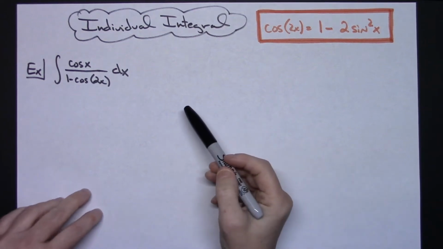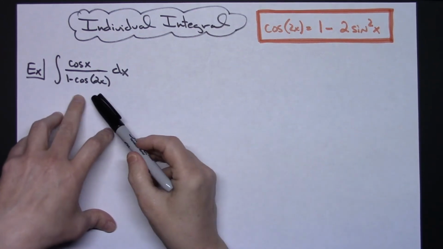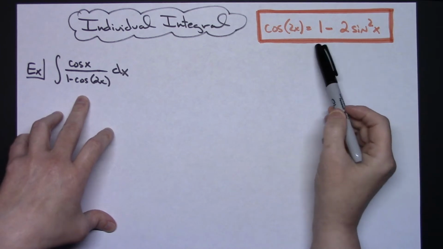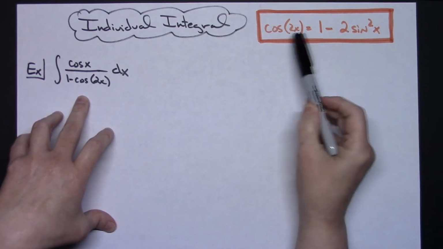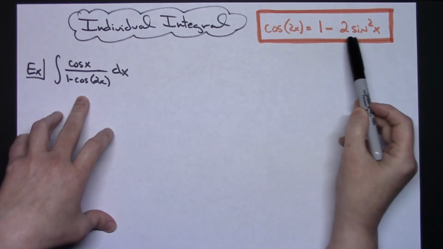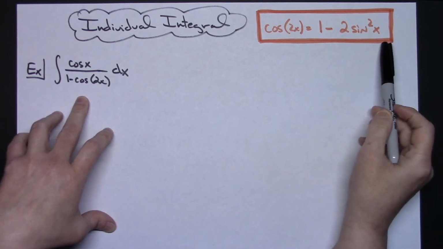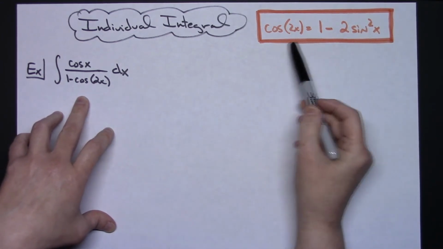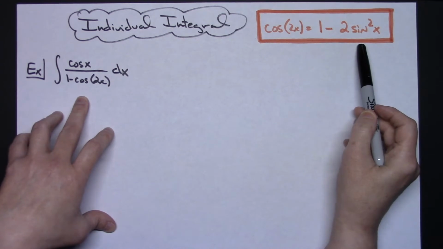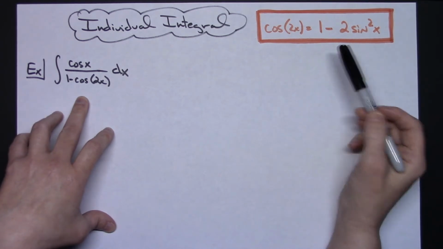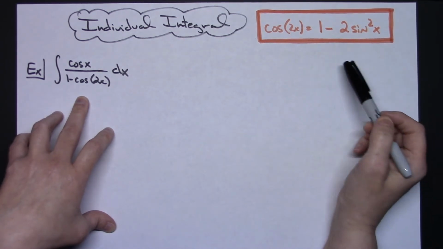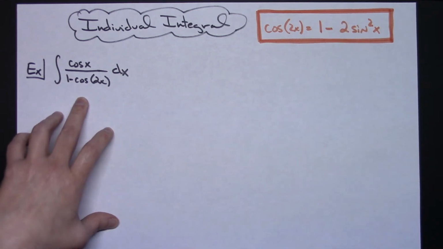In this video I'm going to be working out an individual integral. It will be a trig integral, and I will be referencing this double angle formula: cosine 2x is equal to 1 minus 2 sine squared x. It's a good thing anytime you're working with trig functions to have a really good grasp on double angle formulas, half angle formulas, or Pythagorean identities, because you do a lot of substituting there.